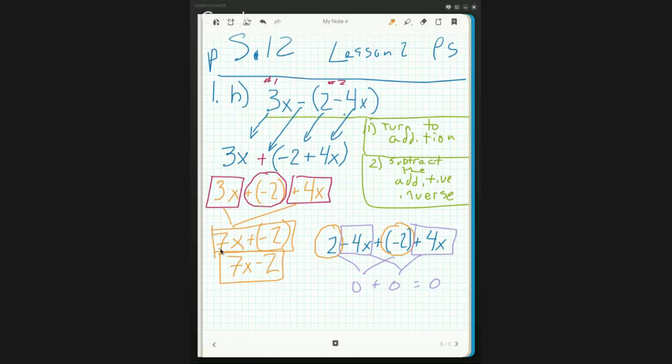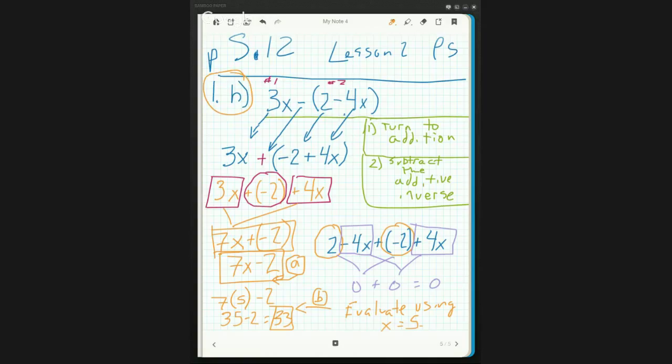Now, the problem also says that we need to evaluate using x equals 5. So this is part A. Remember, all these questions have two parts. Part A says get the expression simplified. Now we're going to do part B, which is the evaluation portion. So if x is 5, we plug in a 5 for x, and we say 7 times 5 minus 2. We're plugging in 5 for x. 7 times 5 minus 2 is 35 minus 2, or 33. And that's how you do 1H.